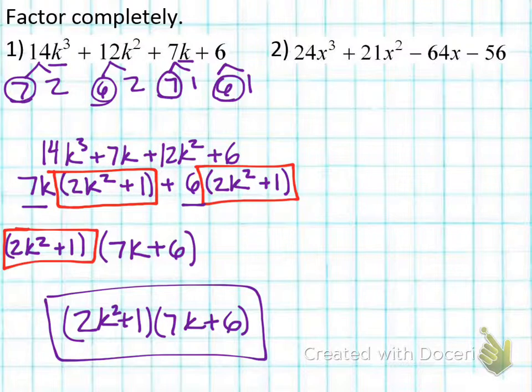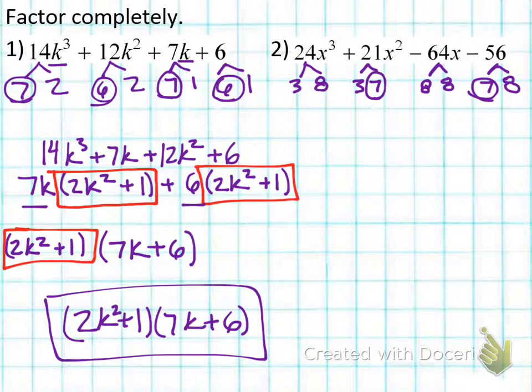Okay, I'm going to move on to number 2. I'm going to start in a similar way. So I start by factoring these. I'm looking for common factors. I know that 24, that's like 3 times 8, so maybe I'll start there. 21 is 3 times 7. 64 is 8 times 8, and 56 is 7 times 8. So I see I have a lot of 8s and a couple 7s. So I'm going to start by grouping the 7s together because I have 2 of those. And then I'm going to group 2 of the 8s together, so the 2 terms that I have left would be these 2. They have that 8 in common.